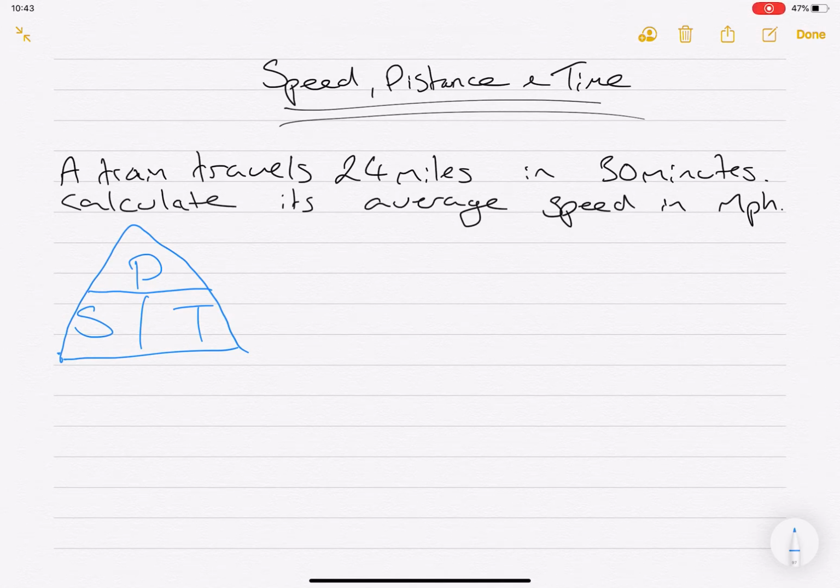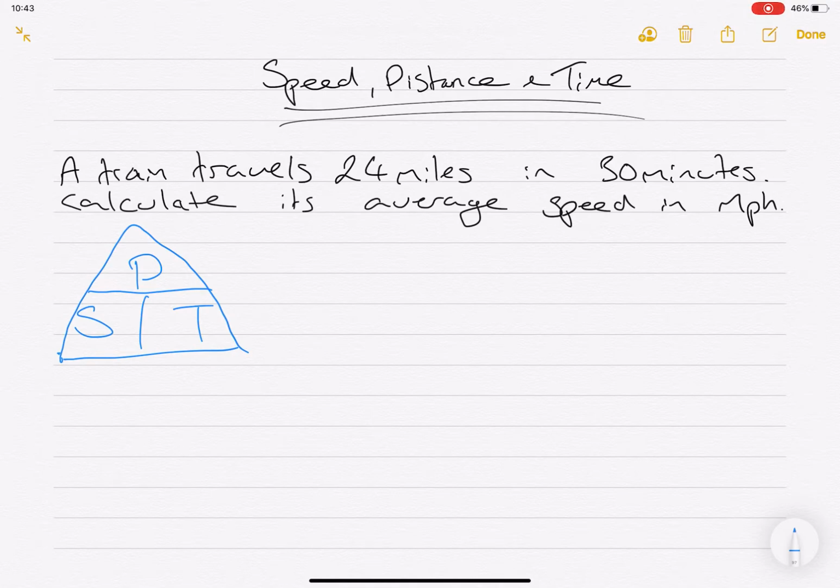In this video, we're going to be looking at speed, distance and time and how to calculate each of those. From the triangle, bottom left, you can see that this is a way in which we can calculate either speed, distance or time when given two of the other values.